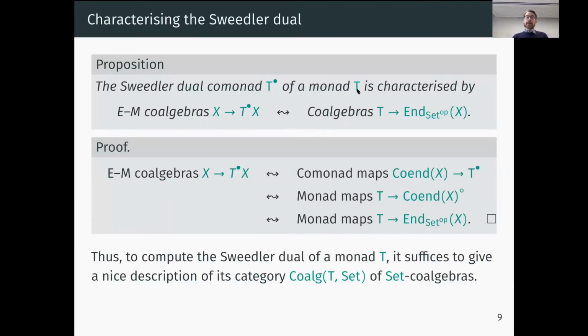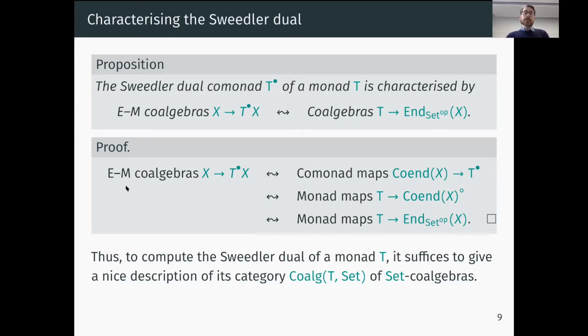So I've got my monad T on set. It's got its Sweedler dual comonad T bullet. And that's characterized by the fact that the Eilenberg-Moore coalgebras for the Sweedler dual comonad are the same as the coalgebras of my monad T in set. Okay? So set-based coalgebras for my monad are the same as Eilenberg-Moore coalgebras for my dual comonad.